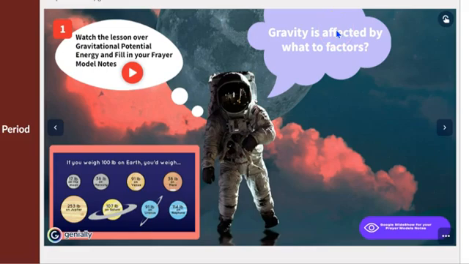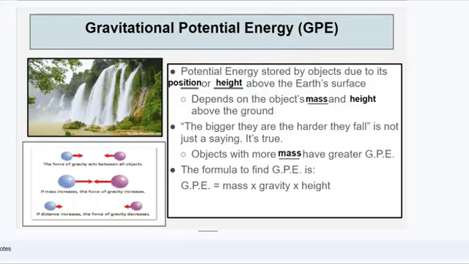that form of energy. So I'm going to ask you right now, gravity is affected by what 2 factors? If you remember from the last unit, you probably already know, but we will be hitting that again. Also, you should know if you weigh 100 pounds on Earth, you'd weigh something totally different based on the different planet that you would be on. That's a little food for thought. So here is our first lesson.